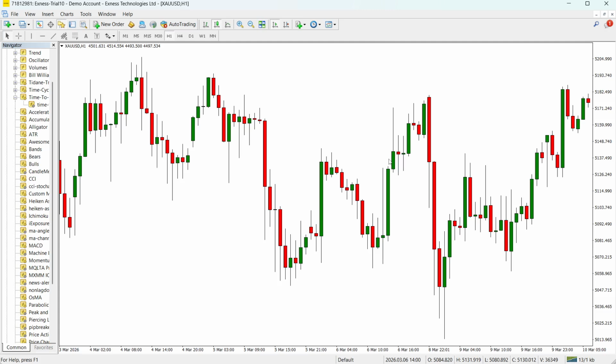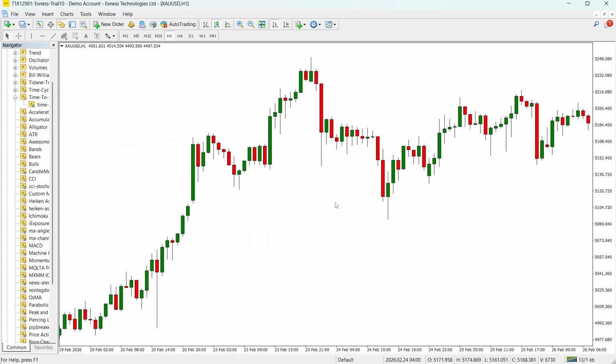In today's video, we're going to be talking about the time to next bar indicator for MT4. This tool displays a live countdown on your chart showing exactly how much time is left before the current candle closes and the next bar opens.